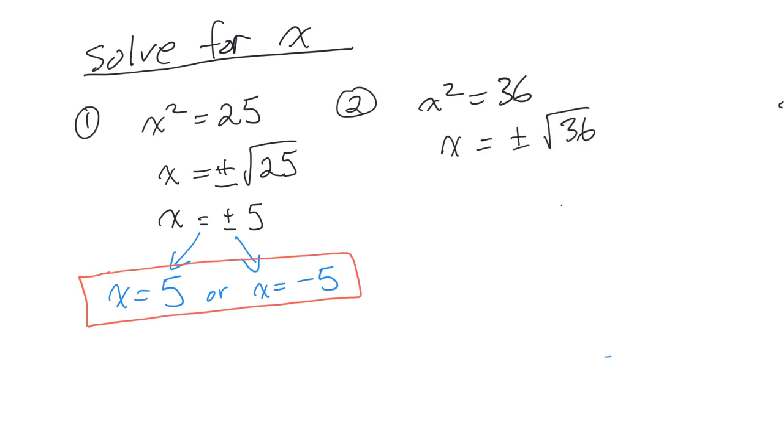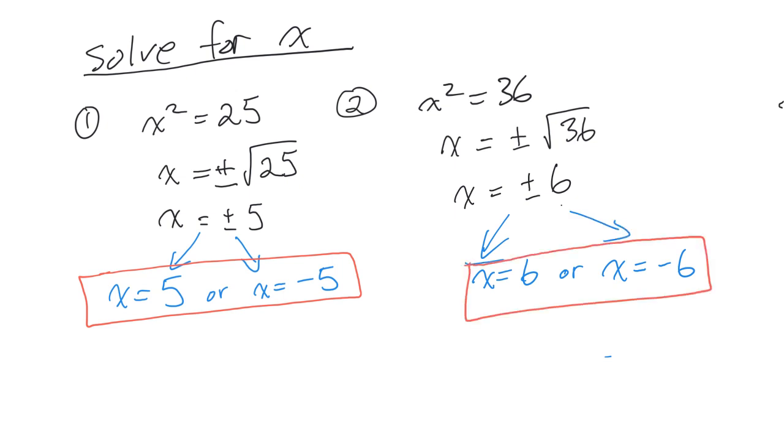Okay, so x is equal to plus or minus the square root of 36, which means x is equal to plus or minus 6, which means our problem splits into 2 parts. X is equal to 6, or x is equal to minus 6. And I guess we're done.